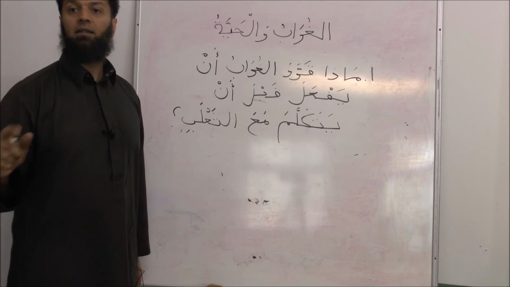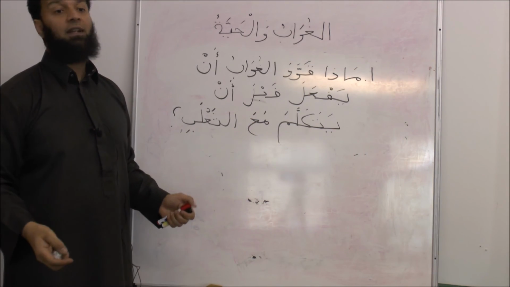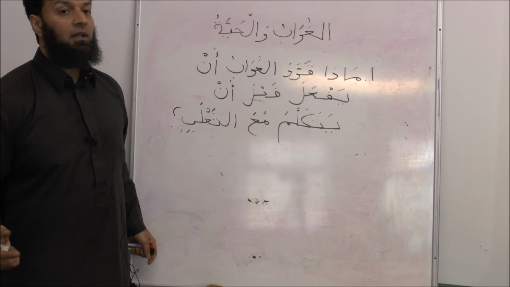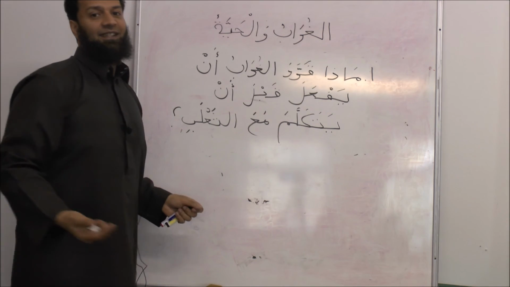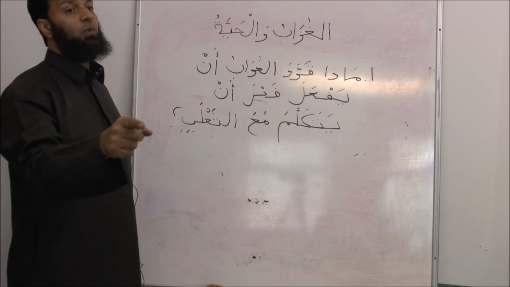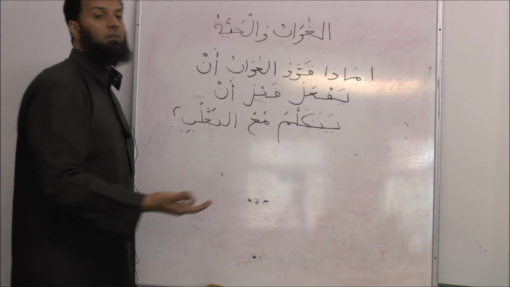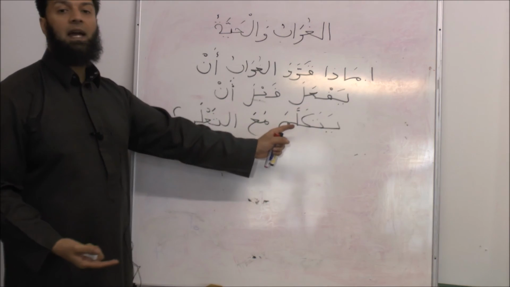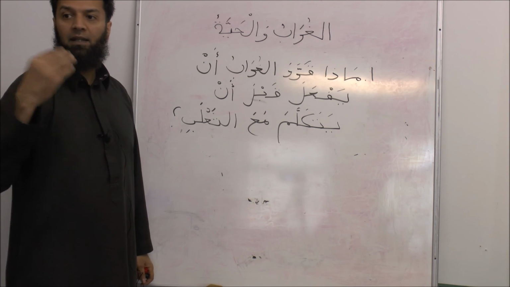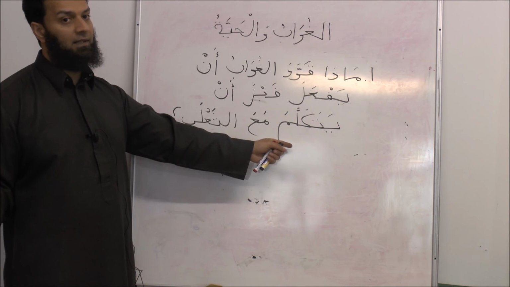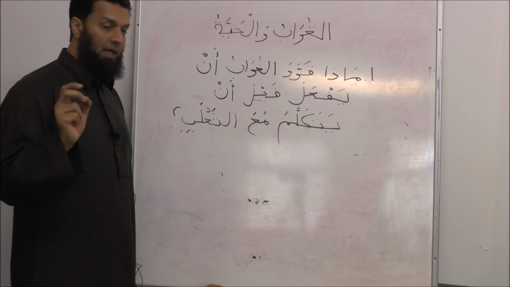Qabla means before. And yatakallama. Note that the meem has a fatha on it. Abdul Hamid, why does the meem have a fatha on it? No, look what's before it. And what does an do to a present tense verb? It puts a fatha at the end. It makes it mansubun. We just did it. It should be yatakallamu, he speaks. Atakallamu, I speak. Tatakallamu, you speak. Yatakallamu, he speaks. But we have an before it, so it becomes an yatakallama.